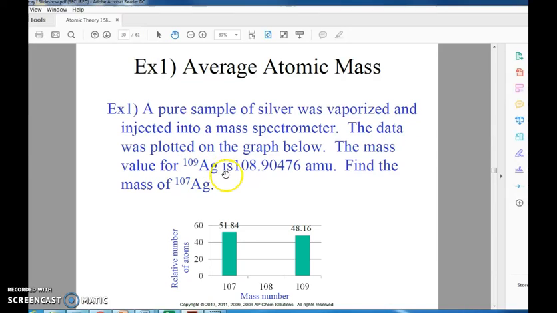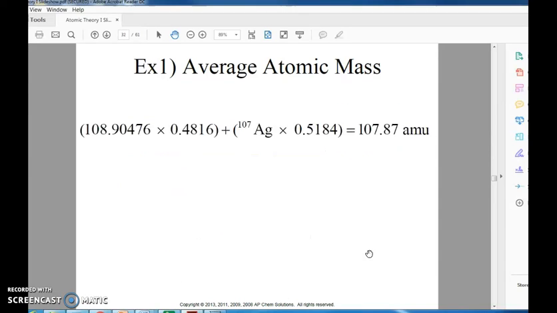Your mass for each isotope is going to be a little bit different than your mass number. So if the mass number is 109, the mass is not going to be exactly 109, okay, but something really, really close that would round up to 109 or maybe round down depending on the size of the element. They want us to find, though, what is the mass of silver 107 then? If the mass of silver 109 is given as 108.90476. Okay, so how are we going to solve this?